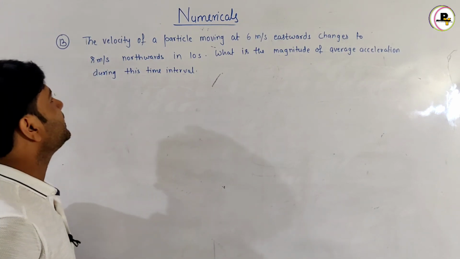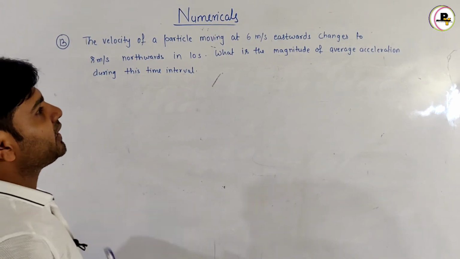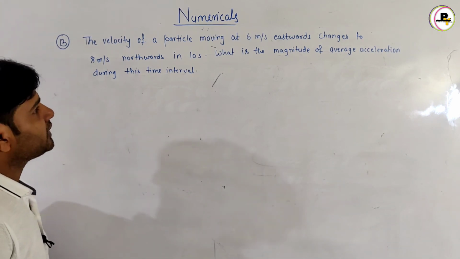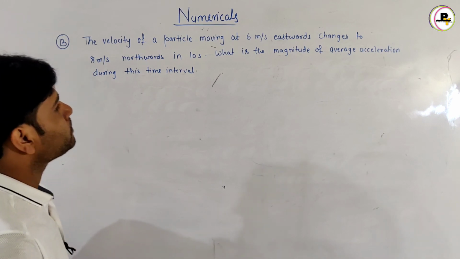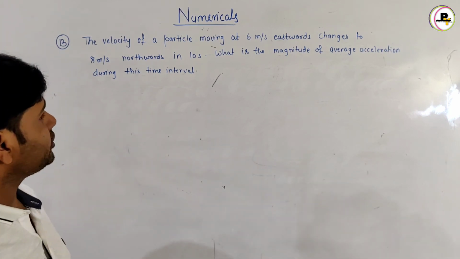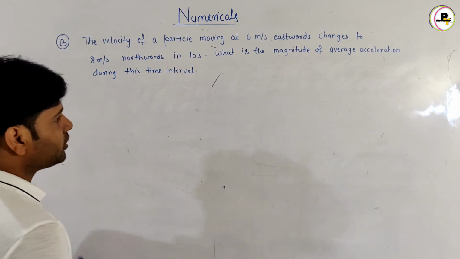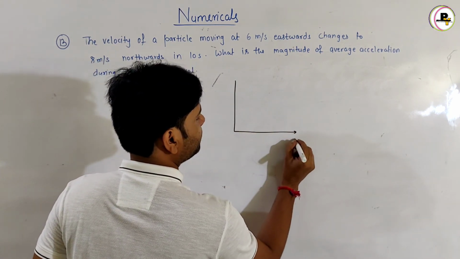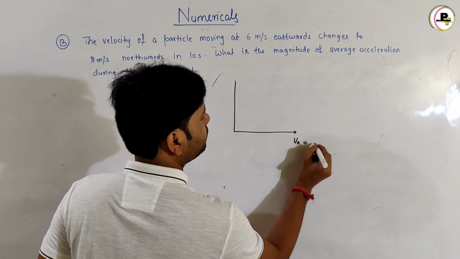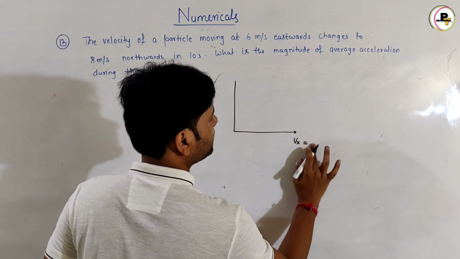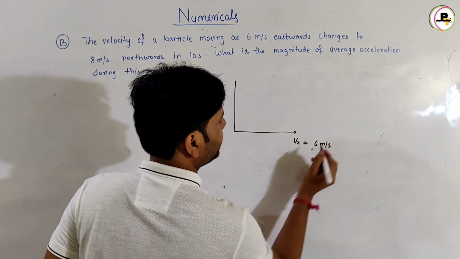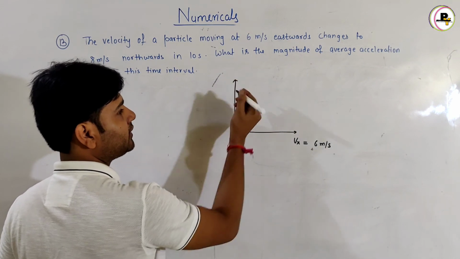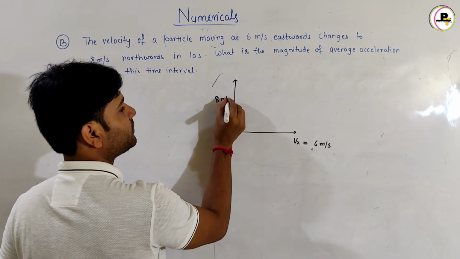So question number 13 is: the velocity of a particle moving at 6 meter per second eastwards changes to 8 meter per second northwards in 10 seconds. What is the magnitude of average acceleration during this time interval? Here we are given the velocity along the x-axis, which is vx equals 6 meter per second, and then it changes its direction along the y-axis. So I can represent here along the y-axis, 8 meter per second.